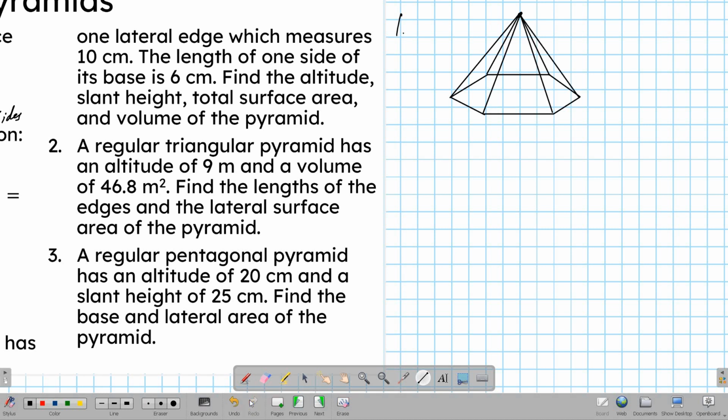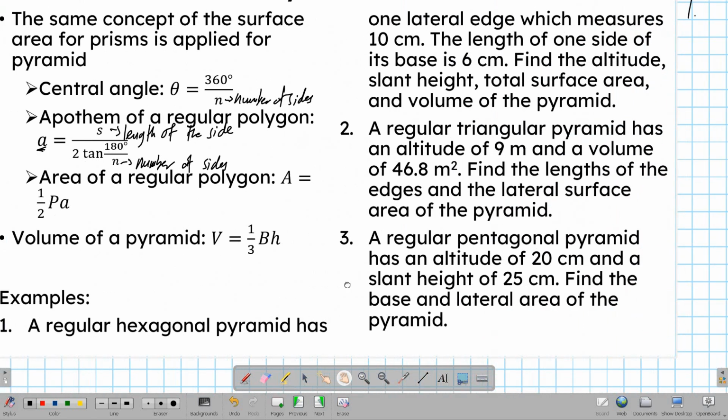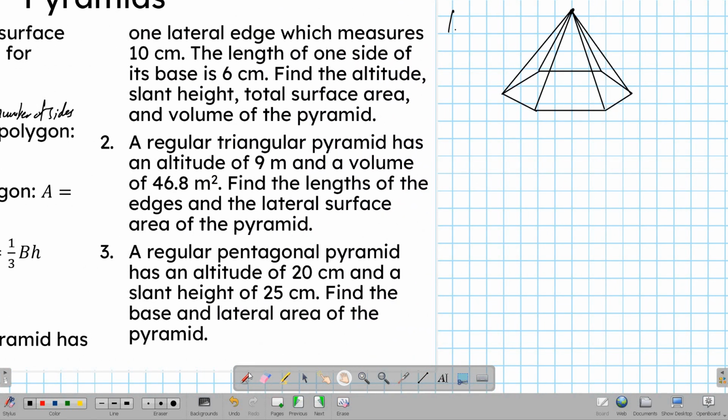Our hexagonal pyramid has one lateral edge which measures 10 centimeters. So one of these lateral edges here measures 10 centimeters. The length of one side of its base is 6 centimeters, making the length of the other sides of the base 6 centimeters. We are now asked to find the altitude, slant height, total surface area, and volume of the pyramid. First, let's look for the altitude of our pyramid. The altitude would be from the vertex down below to the center of our base.